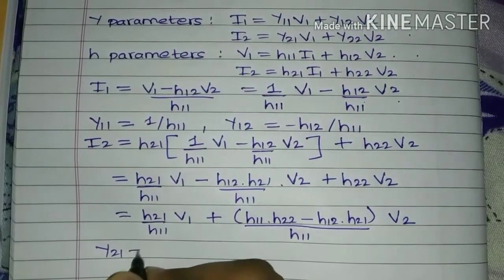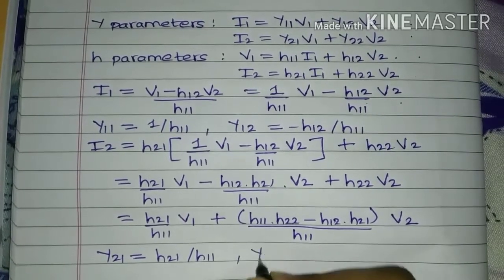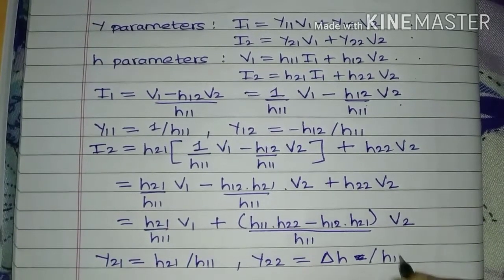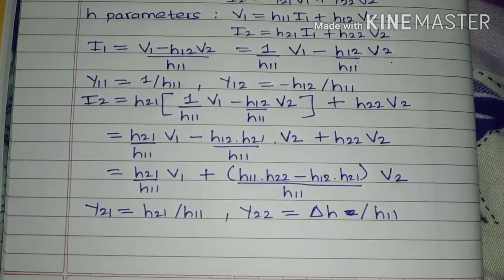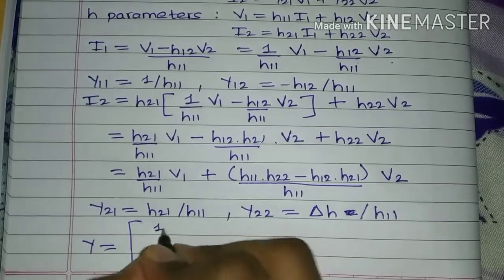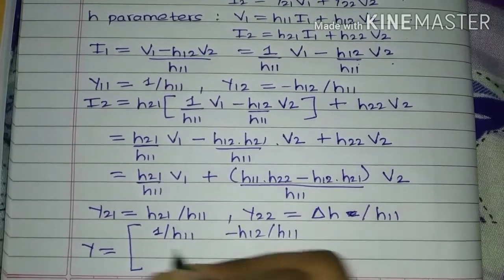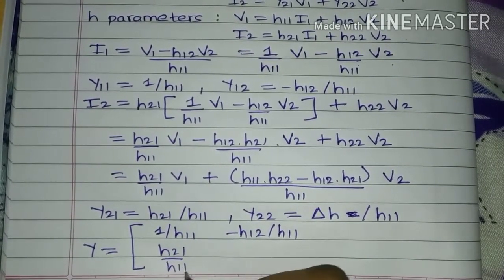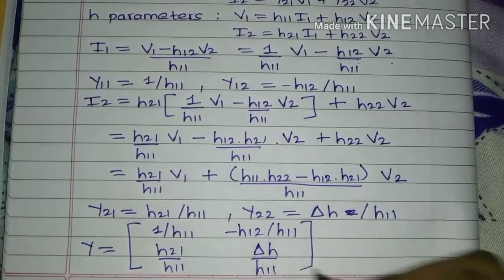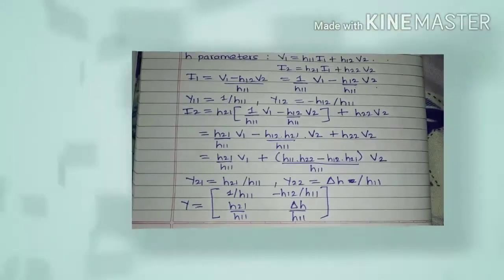Now on comparing the equation of I2, we can write that y21 is equal to h21 upon h11 and y22 is equal to delta h upon h11, where delta h is equal to h11 into h22 minus h12 into h21. Now the matrix form of y parameters in terms of h parameters can be given as y11 is equal to 1 upon h11, y12 is equal to minus h12 upon h11, y21 is equal to h21 upon h11 and y22 is equal to delta h upon h11. Hence in this way you can find out the y parameters of a network if its h parameters are given.